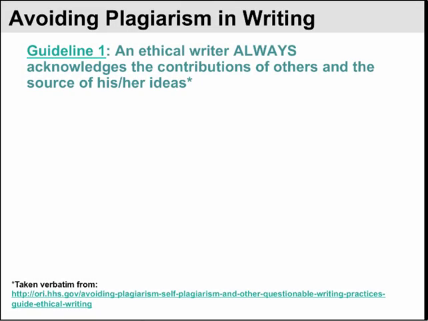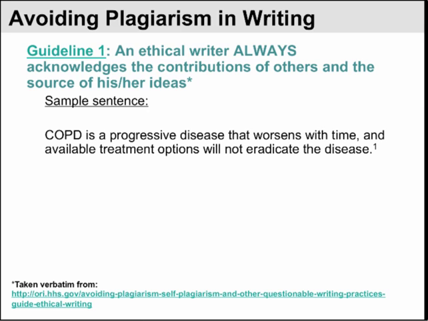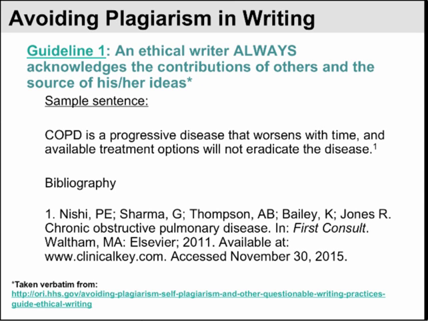Here are a few guidelines for avoiding plagiarism in writing. The first guideline: an ethical writer always acknowledges the contribution of others and the sources of his or her ideas. Here is a sample sentence. COPD is a progressive disease that worsens with time, and available treatment options will not eradicate the disease. Note the small number at the end of the sentence. And in our bibliography, we acknowledge that this particular sentence was paraphrased from information that we read in First Consult on chronic obstructive pulmonary disease.